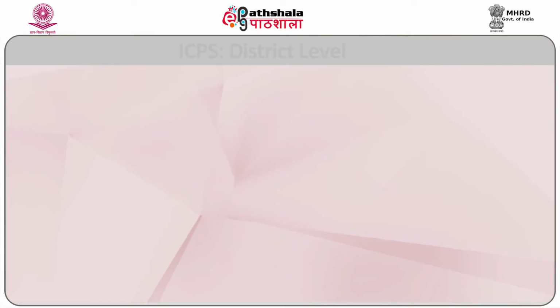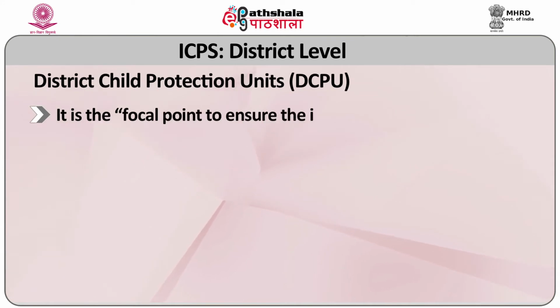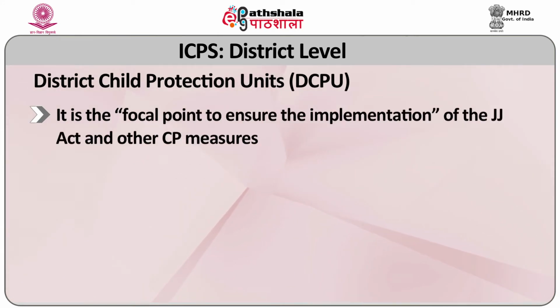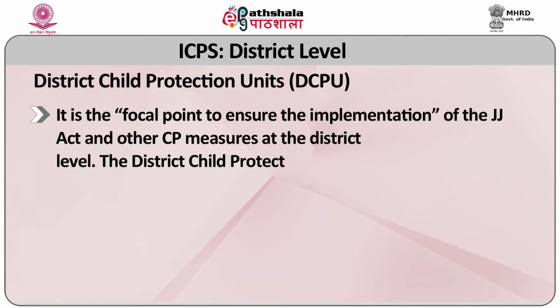In order to ensure effective service delivery, the ICPS is being implemented by setting up district child protection units as the fundamental units for implementation at the district level. Though the ICPS had envisioned the establishment of the district child protection unit in every district, it has now been brought under the Juvenile Justice Care and Protection of Children Act 2015, wherein it is now the focal point to ensure the implementation of the JJ Act and other child protection measures at the district level.